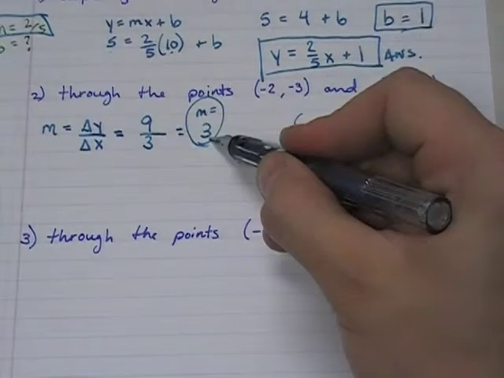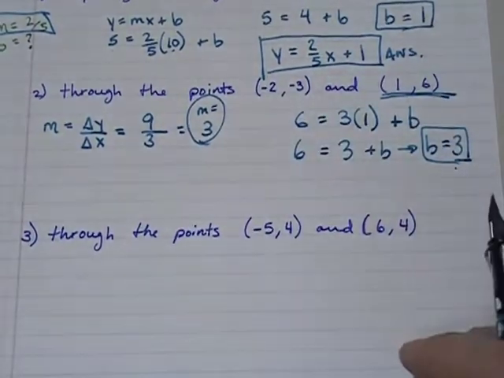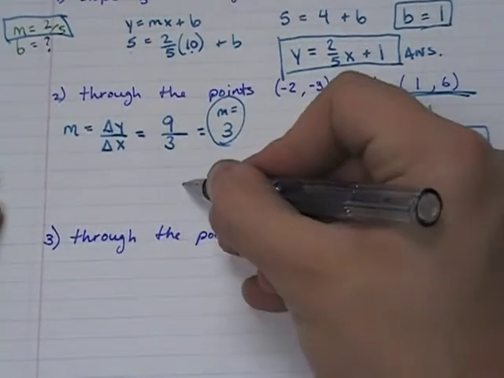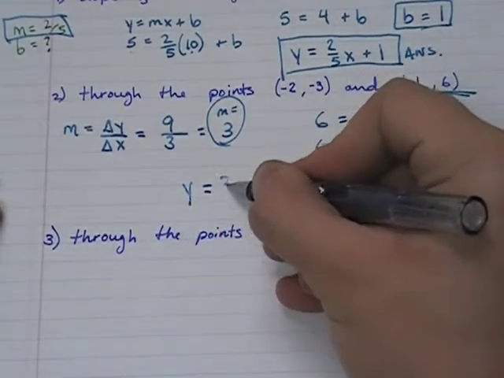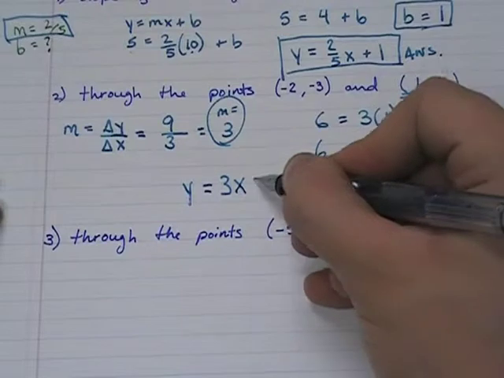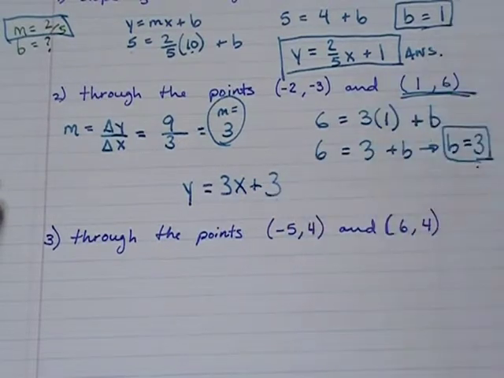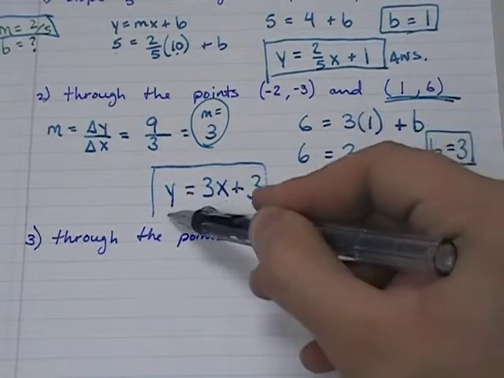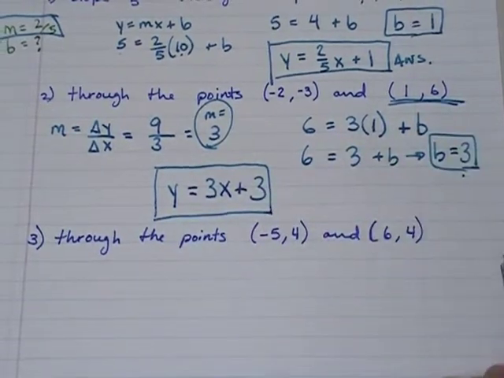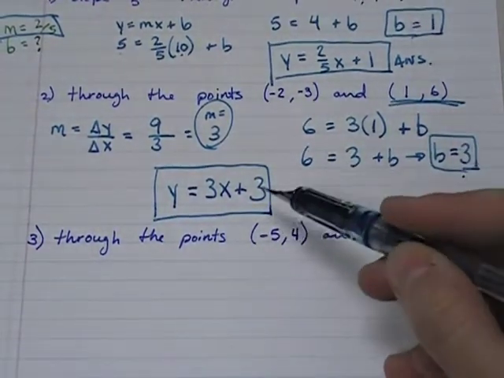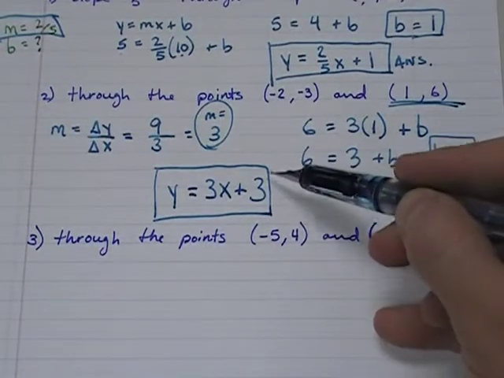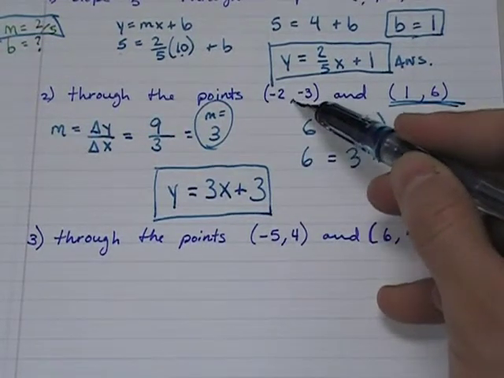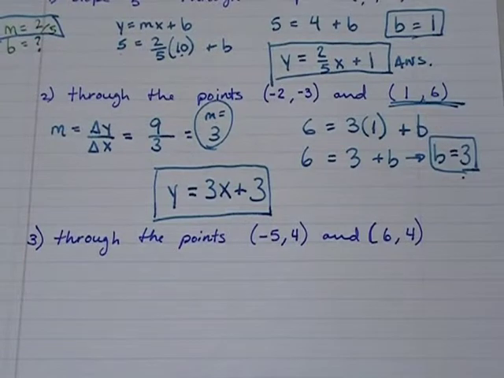So I know m, I know b. I write the equation. Y equals 3x plus 3. And that's the answer to problem 2. And you could graph this on graph paper or with a graphing calculator and show that it goes through that point and that point.